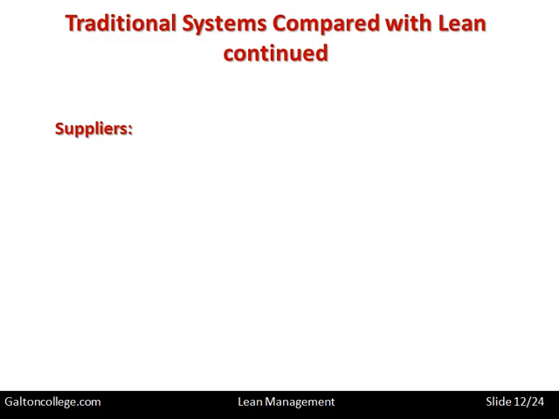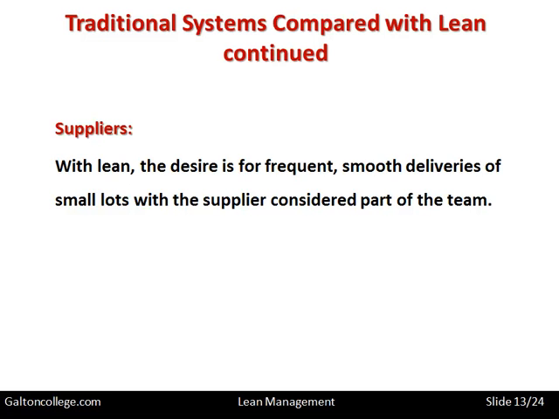Suppliers and the concept of lean. The desire is for frequent, smooth deliveries of small lots with the supplier considered part of the team. So in a sense, the supplier is a part of the production system. The supplier makes many small deliveries. There are no big deliveries. If it's a big delivery, some of the items will be standing idle. So small deliveries, very frequent, and in that sense the supplier becomes a part of the production system. The supplier is the first stage, delivering the raw materials or the components to the business just as the business wants them.